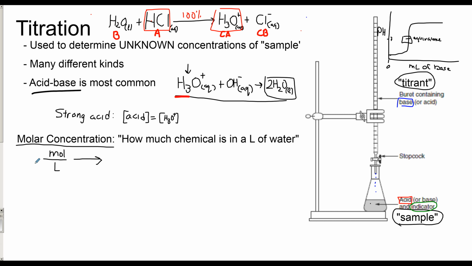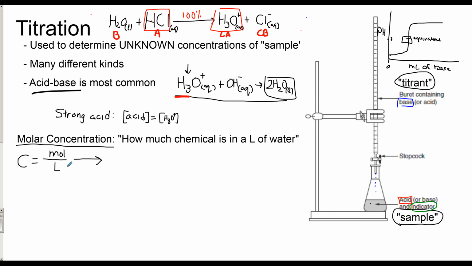So 1 mole of one chemical might weigh a completely different, actually it's for sure going to weigh a different amount than a different chemical. So 1 mole of sodium hydroxide is 40 grams. 1 mole of hydrochloric acid is 36.46 grams. They're different molecules, they're made out of different atoms, so they all have their own unique molar masses.